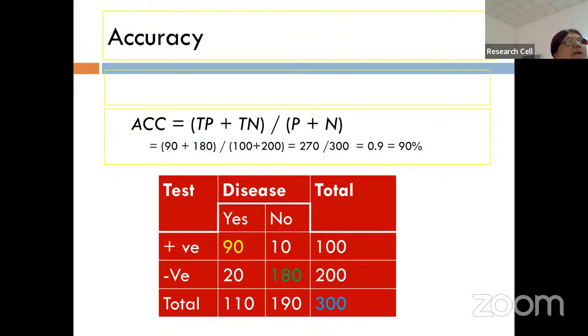The next criterion of a diagnostic test is accuracy. Accuracy is measured as true positives plus true negatives, meaning sensitivity and specificity both are considered. So true positives plus true negatives divided by the total number of positives plus total number of negatives measures the accuracy of the test. In the given example, true positives are 90 and true negatives are 180. So true positive plus true negative means 90 plus 180, divided by the total number, that is 110 and 190.